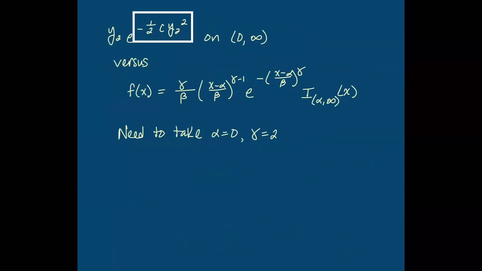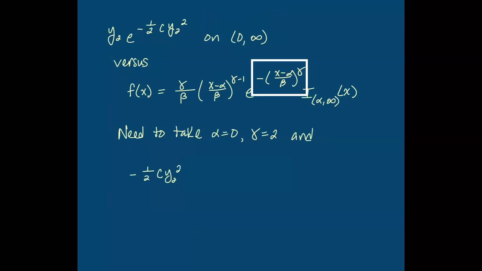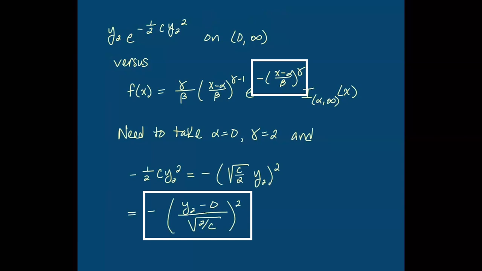I'm going to focus on this exponent. If I take negative 1/2 c times y2 squared and aim to write it in this form, I'm going to bring the c and the 1/2 inside the square by putting a square root on them. I am going to flip that ratio and put it in the denominator and put in a minus 0 in place of the minus alpha. You can see again here, matching this with this, that alpha is 0 and gamma is 2, and now it becomes clear that beta is the square root of 2 over c.